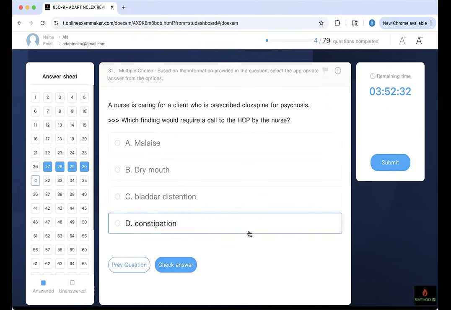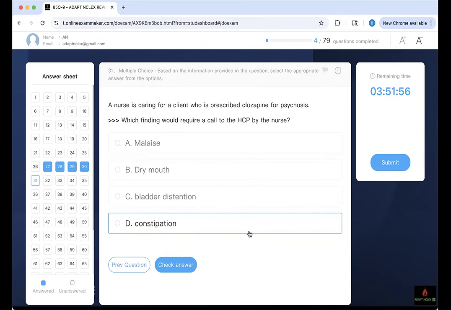Which finding will require a call to the healthcare provider by the nurse? This is rescue thinking. You're just seeing something and calling the doctor quickly. A nurse is caring for a client who is prescribed clozapine for psychosis. Psychosis, I'm giving you an antipsychotic, a second generation antipsychotic. That's what I'm giving you. Therefore, what do you want to do? Malaise, dry mouth, bladder distension, constipation.